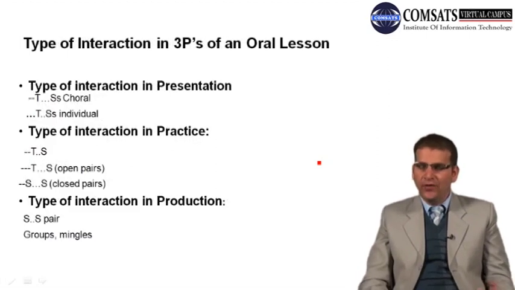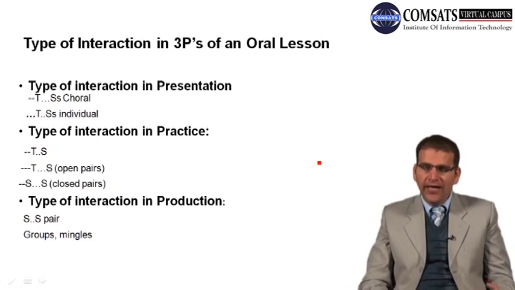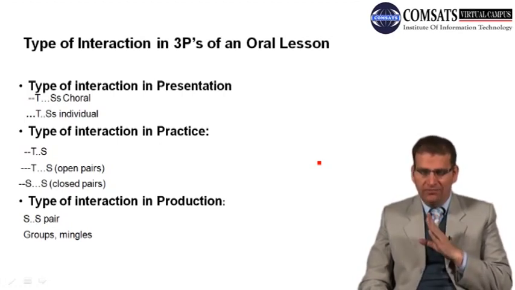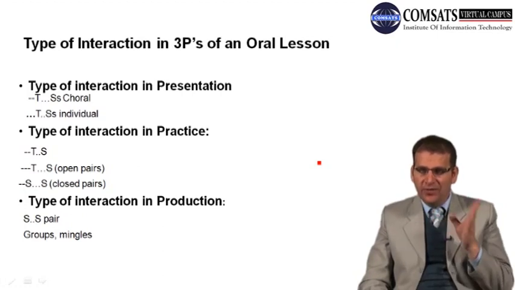Well, students, so now we talked about the purpose of 3 Ps, we talked about features of 3 Ps, and we talked about the role of a teacher in 3 Ps. Now the fourth point we're going to talk about is types of interaction in 3 Ps in an oral lesson. Right? What kind of interaction would be there? If you remember, in the grammar translation method, of course, the interaction was only between the teacher and a specific student. There was no interaction among students.